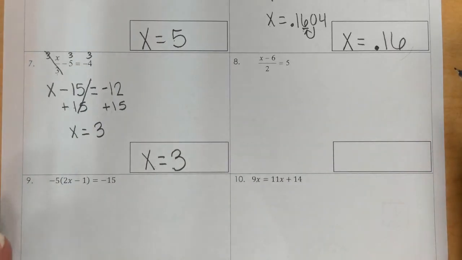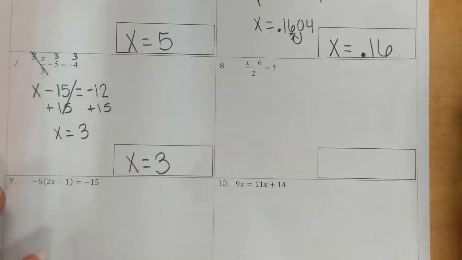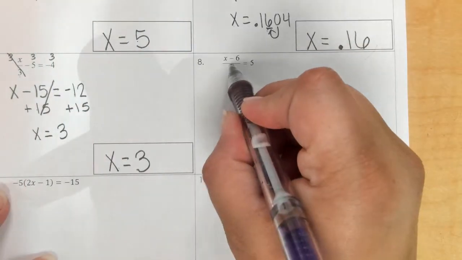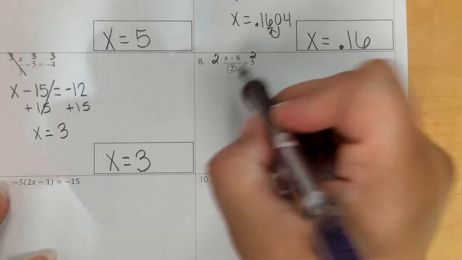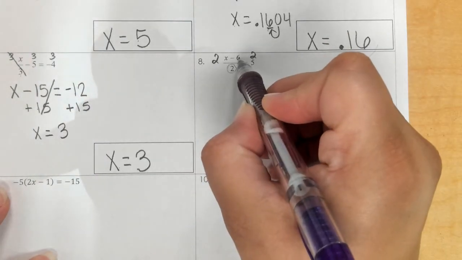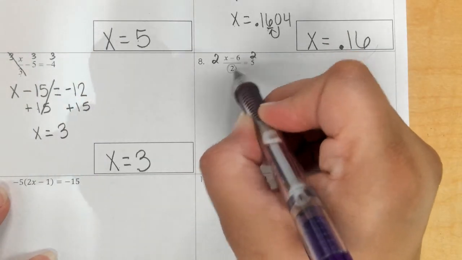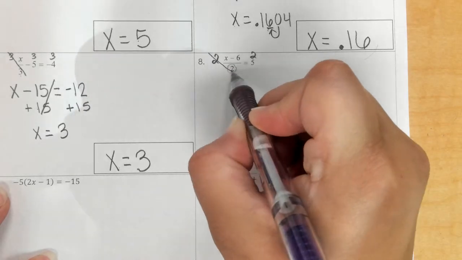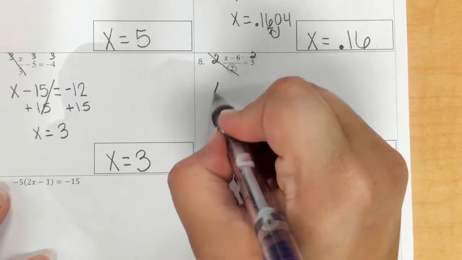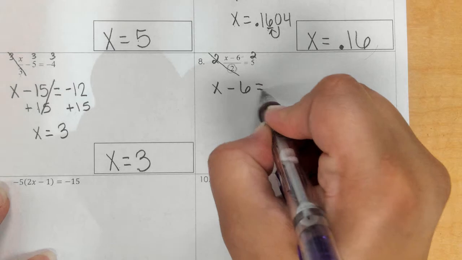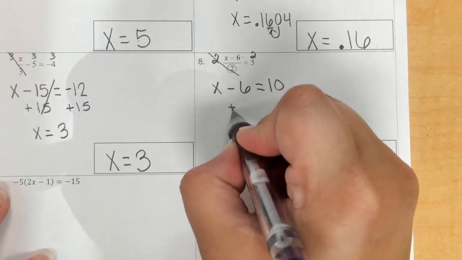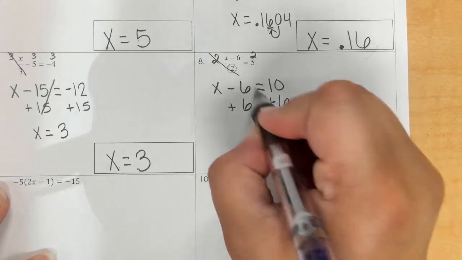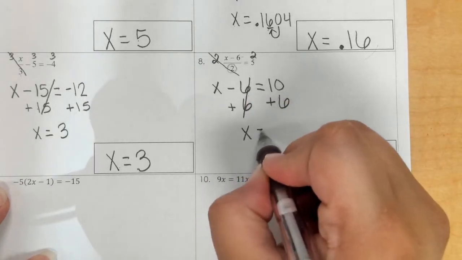That is my final answer. For number 8, I see that I have a denominator of 2, and I'm going to multiply both sides by 2. Now, I did not multiply the 6 by 2 because it's part of the fraction. So these 2's cancel, and I have x minus 6 left over. That equals 10. Lastly, I add 6 to both sides, and I get x is 16.